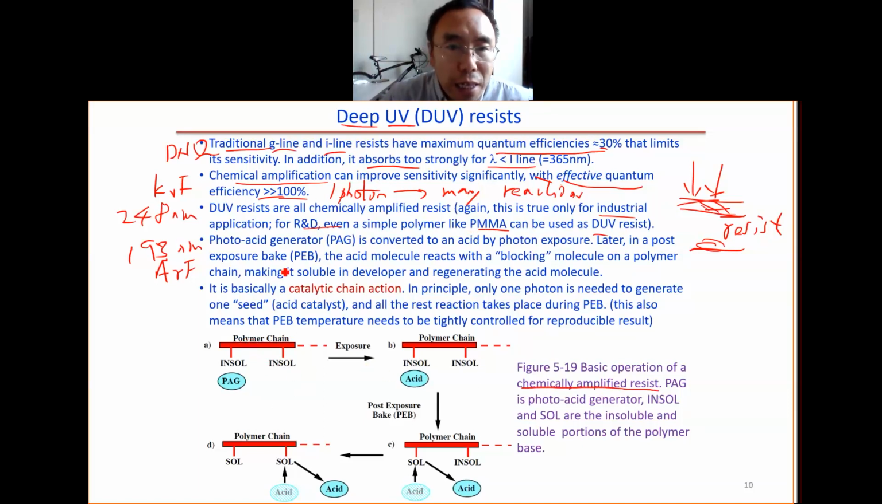So what we have here is called PAG, the photoacid generator. This is the polymer chain, and this one is insoluble. This one is soluble. So we have the photoacid generator, PAG. When we shine the light, it will generate the acid.